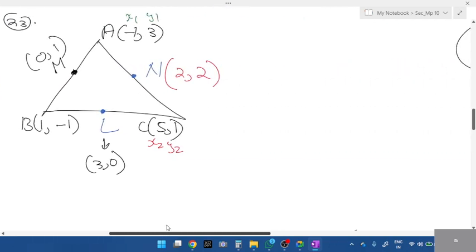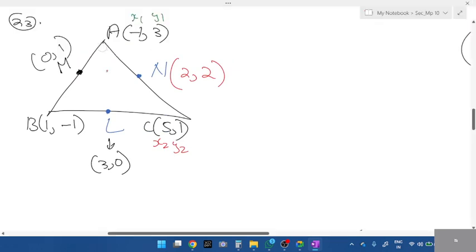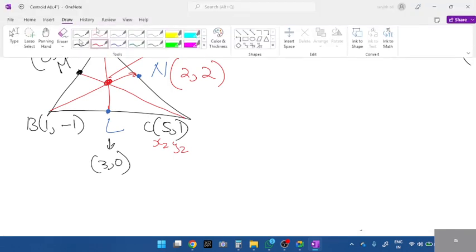Then we need to find the centroid of ABC. Centroid is nothing but when these 3 medians join. When these 3 medians join like this, you will get a center here. This is G, centroid. And for centroid, we use the ABC formula, students.